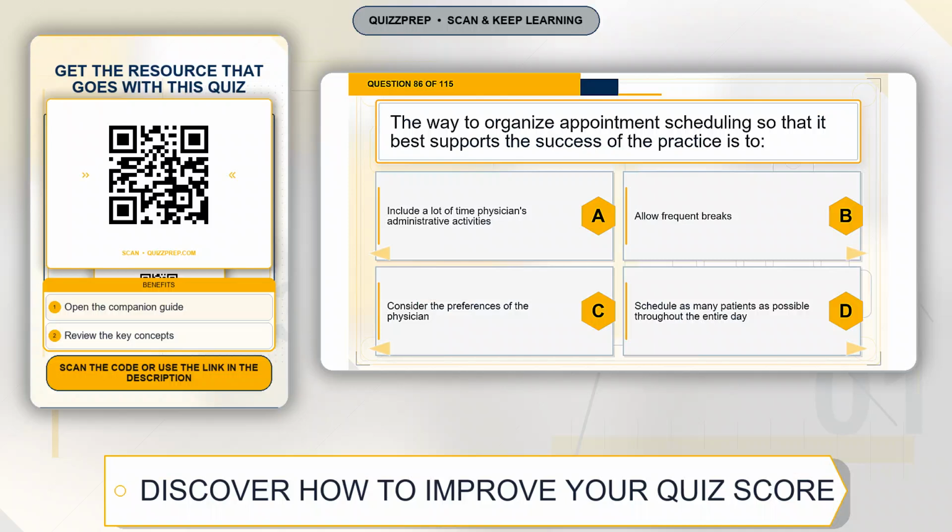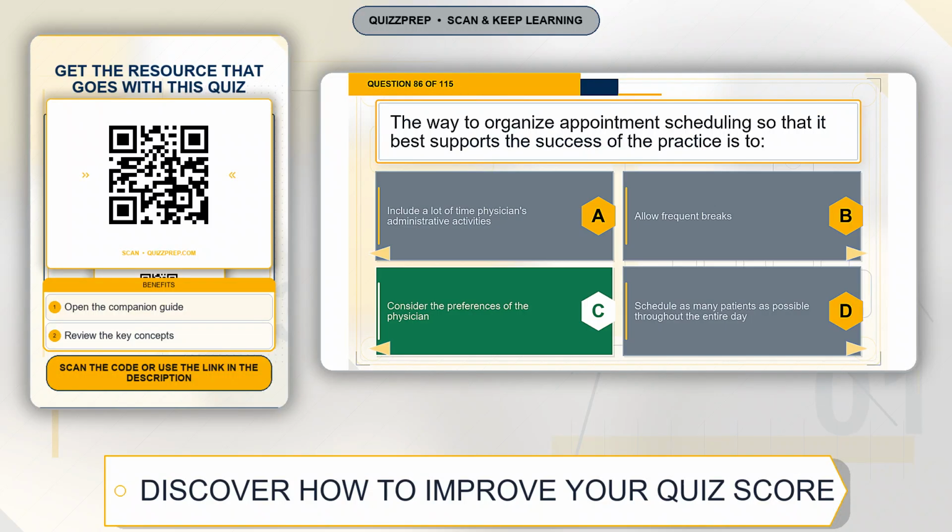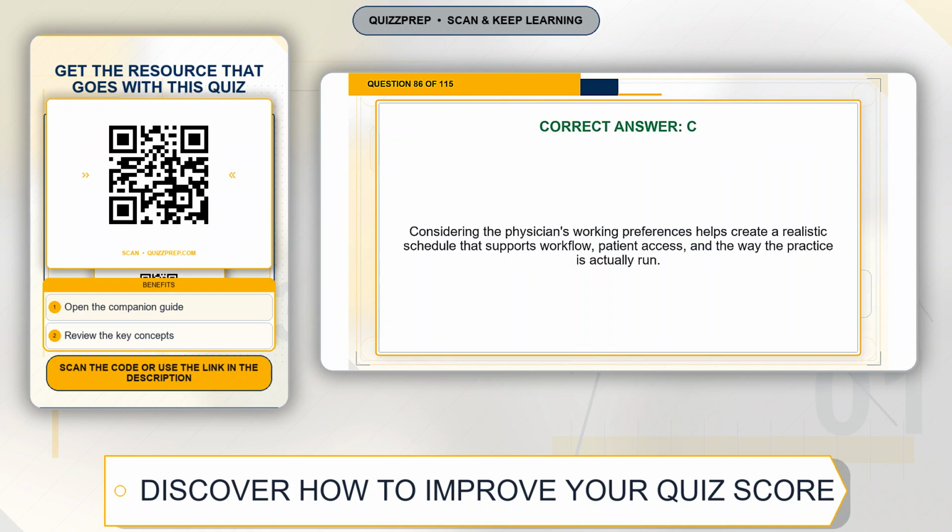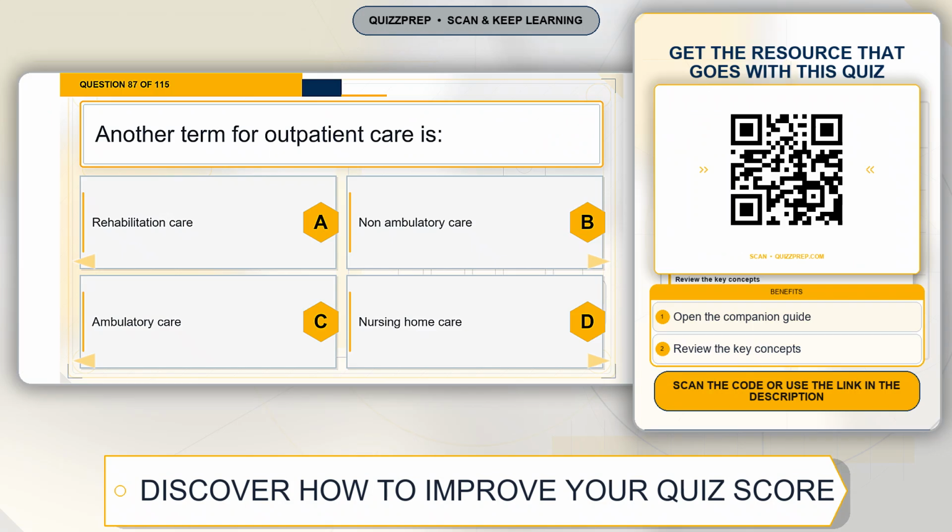Question 86. The way to organize appointment scheduling so that it best supports the success of the practice is to: Option A, include a lot of time for physician's administrative activities. Option B, allow frequent breaks. Option C, consider the preferences of the physician. Option D, schedule as many patients as possible throughout the entire day. The correct answer is option C, consider the preferences of the physician. Explanation. Considering the physician's working preferences helps create a realistic schedule that supports workflow, patient access, and the way the practice is actually run.